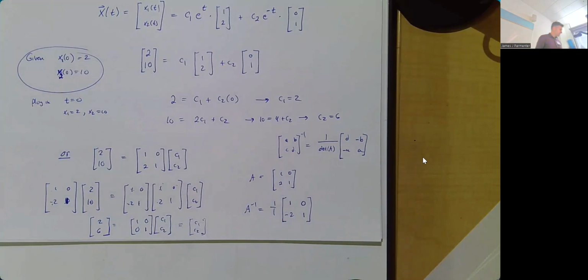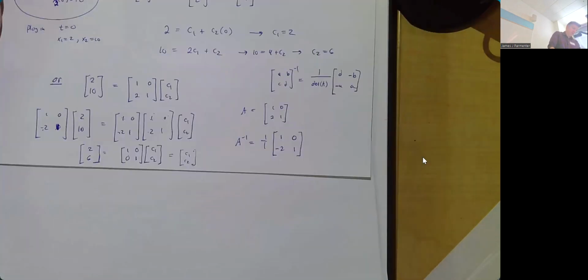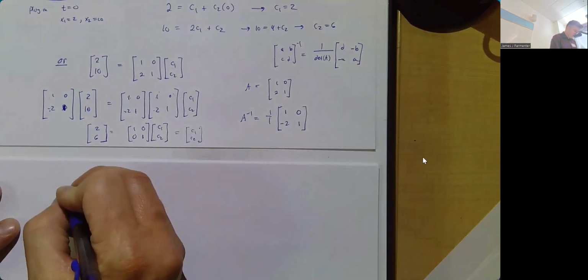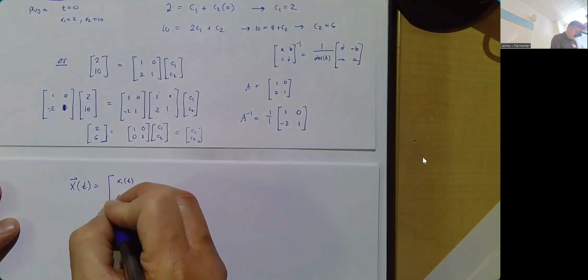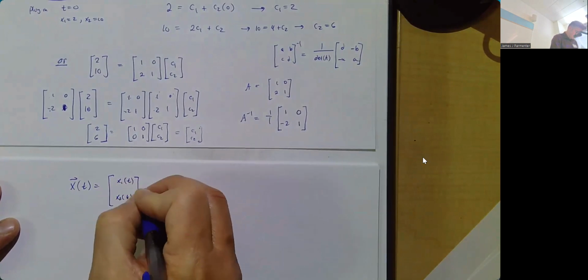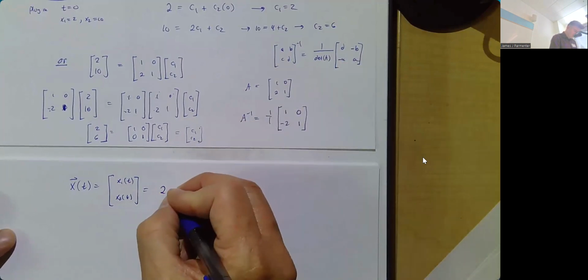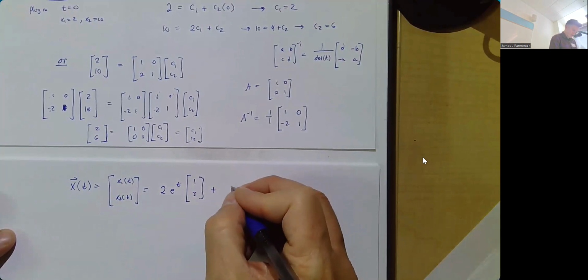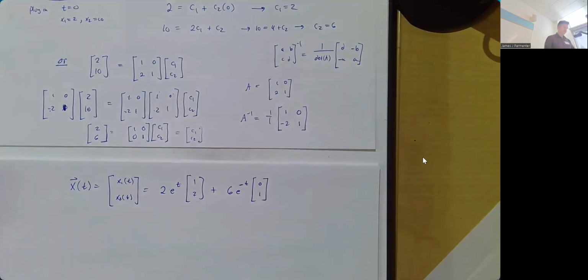So here's what we've got. We have our final solution here. Now, if I can move the papers around, we have that x of t, which is x1 of t, x2 of t, equal to c1, which we found to be 2, times e to the t times 1, 2, plus c2, which we found to be 6, times e to the negative t times 0, 1.